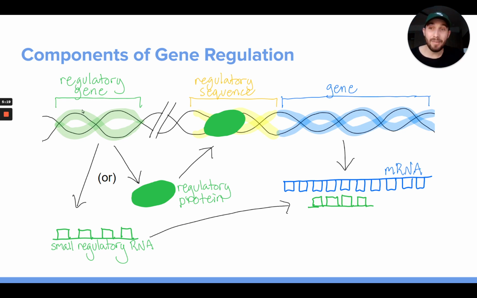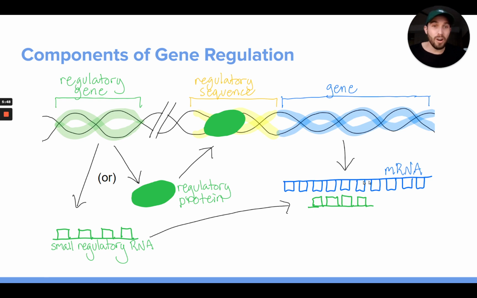But then the last thing I want to show you on this picture is there's some regulatory genes that don't have the instructions for a protein, but instead have the instructions to produce some small functional piece of RNA. And so there's these small pieces of RNA that are called small regulatory RNA, which are just small pieces of RNA. There's lots of different examples of this. And these small regulatory RNAs, what they do oftentimes is they can actually bind complementary to certain mRNA sequences.